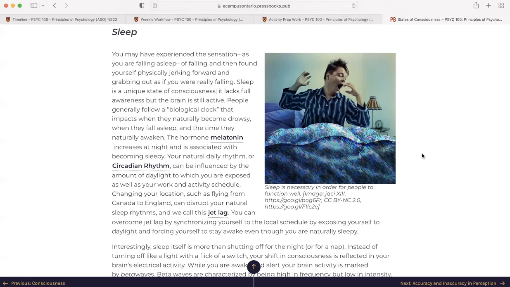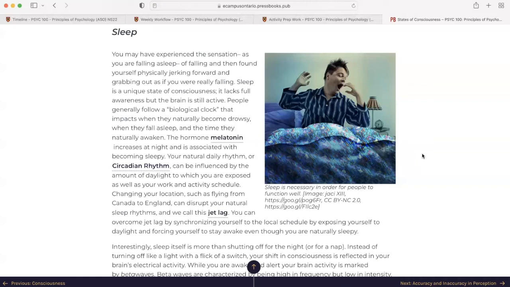Next is sleep. You may have experienced the sensation as you are falling asleep of falling and then found yourself physically jerking forward and grabbing out as if you were really falling. Sleep is a unique state of consciousness. It lacks full awareness, but the brain is still active. People generally follow a biological clock that impacts when they naturally become drowsy, when they fall asleep, and the time they naturally awaken. The hormone melatonin increases at night and is associated with becoming sleepy.